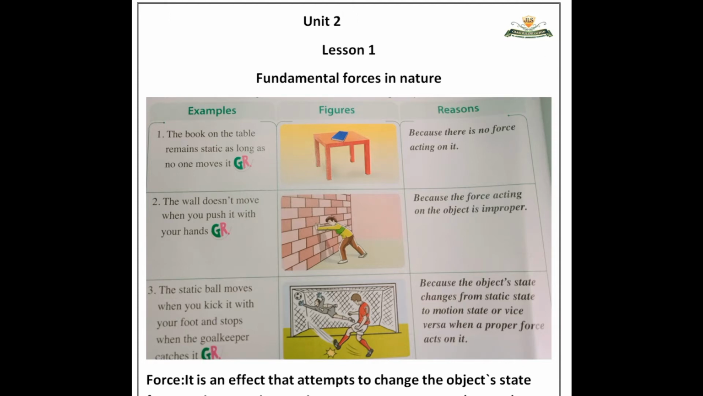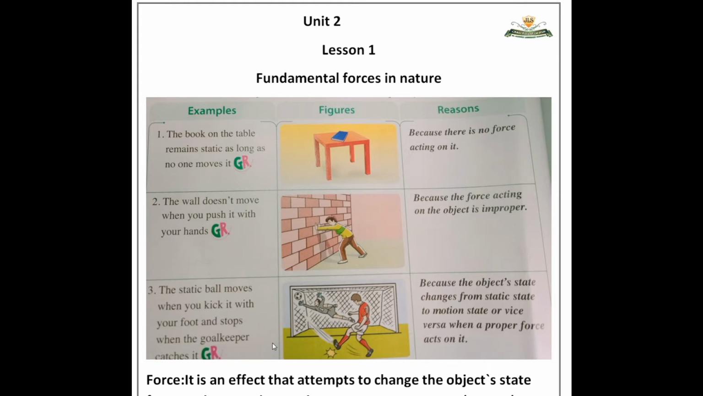The third example: the static ball moves when you kick it with your foot. When the player kicks the ball, the static ball moves. Why? Because I act with force, and this force is a proper force. This is the example.